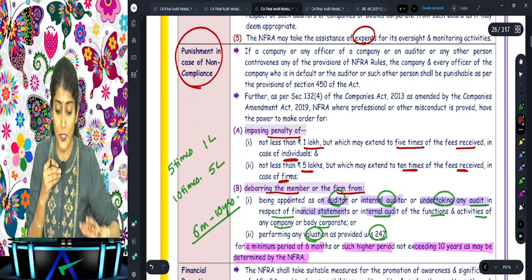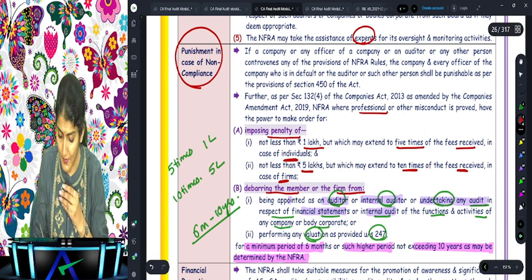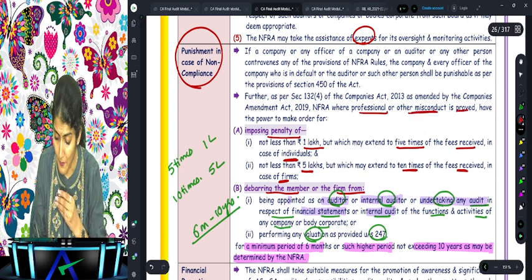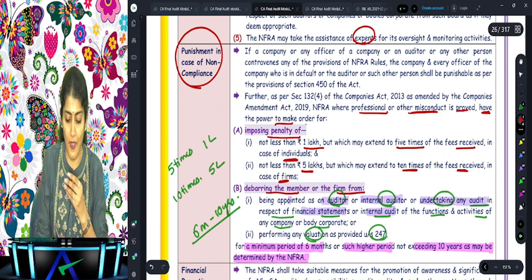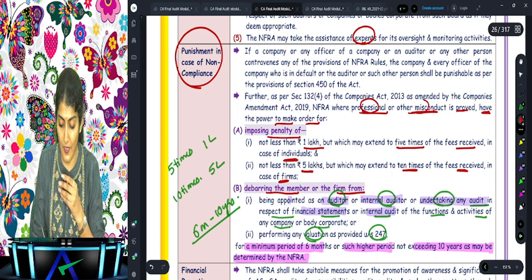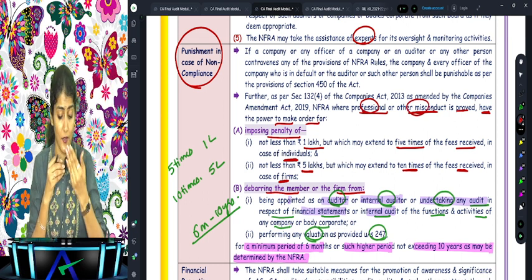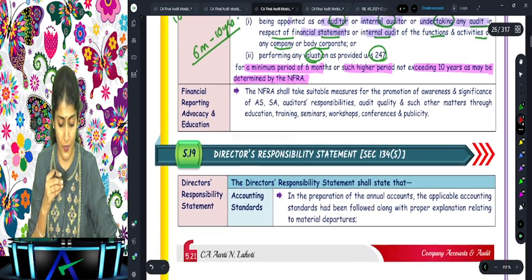Okay. And punishment in case of non-compliance. What does it say? The punishment we have already discussed, where professional or other misconduct is proved, they have the power to make an order. You know professional and other misconduct? Right, the two schedules to the Chartered Accountants Act. And this we have already discussed.